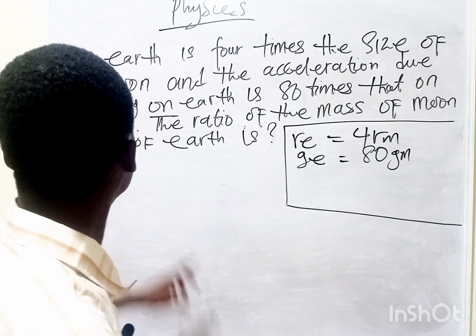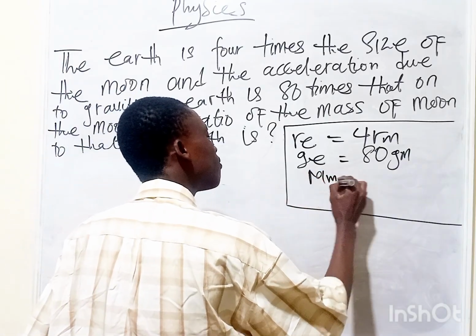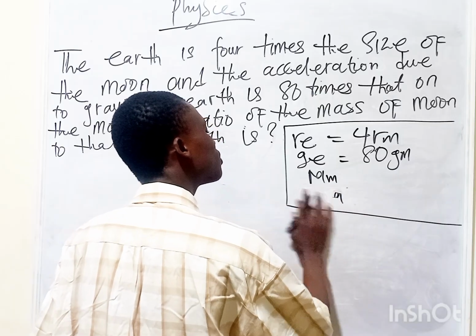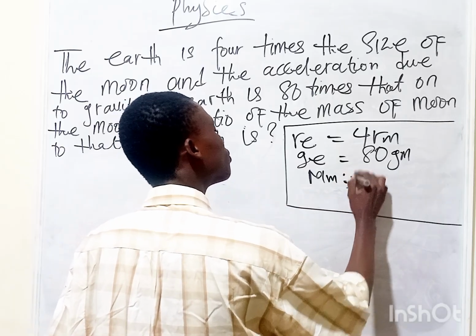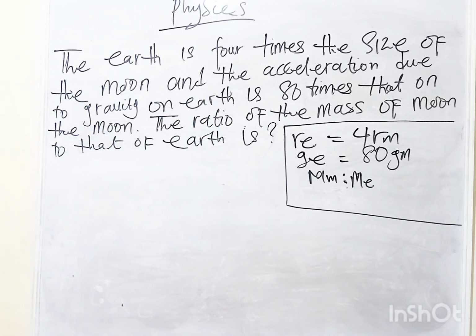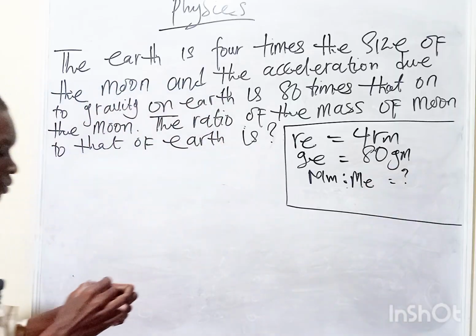All right. So the next one, we are asked to find the ratio of mass of Moon to that of Earth. All right. So this is what we have to find.